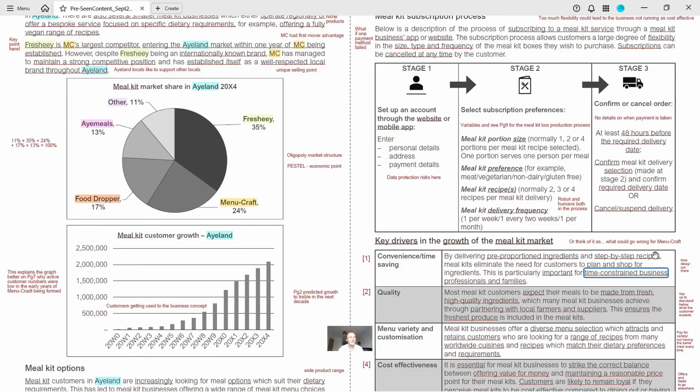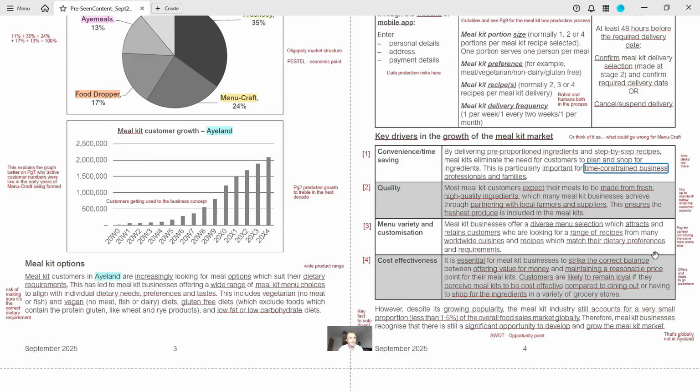The last point on here and diagram is the meal kit customer growth. So this is specifically for Ireland, so this is not for a global market on here. And you can see the customers in the most recent years on here, up to 2004, has been growing increasingly. And this explains the graph better on page 7, we'll come on to later on, why active customer numbers were actually low in earlier years from the actual MenuCraft being formed.